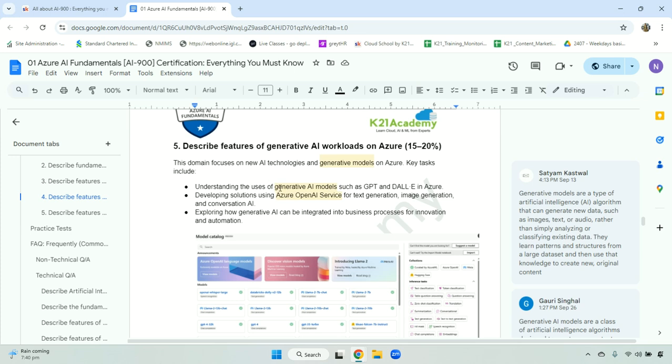This is where we understand the uses of generative AI models such as GPT and DALL-E in Azure. In the same way, developing solutions using Azure's OpenAI service for text generation, image generation, and conversational AI. Third is exploring how generative AI can be integrated into business processes for innovation and automation. Again, these are the key concepts or key tasks which you should be focusing on in module number 5.